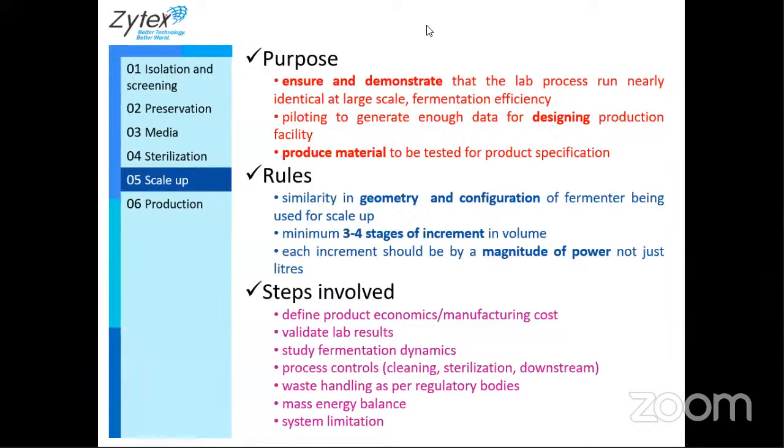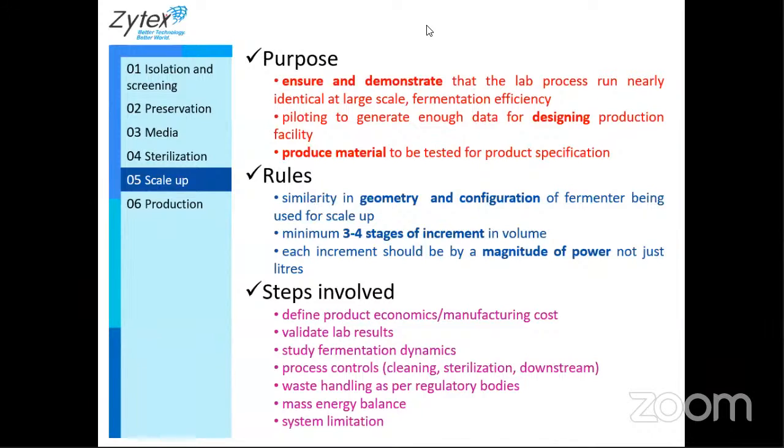Then I have to check the control. There are a few controls like cleaning, sterilization. When we are sterilizing media in a small vessel, the steam going in, the temperature, the holding time will differ. So when it happens at a larger scale, there will be some different kinetics involved. So we have to study those things. Then how the product will be finally taken off. So the downstreaming also we can manipulate during the scale up procedure.